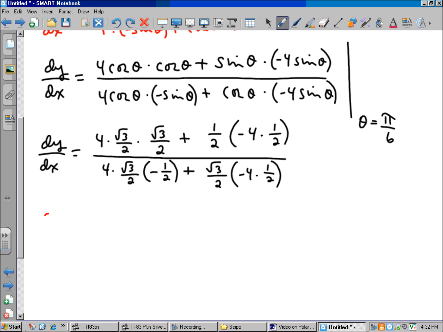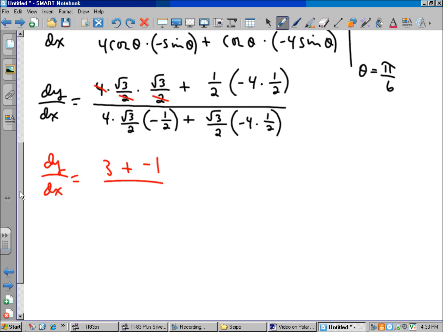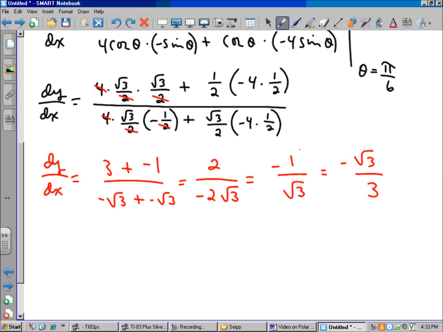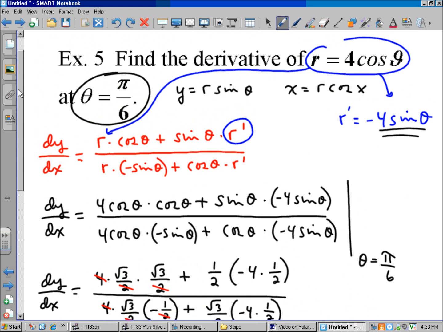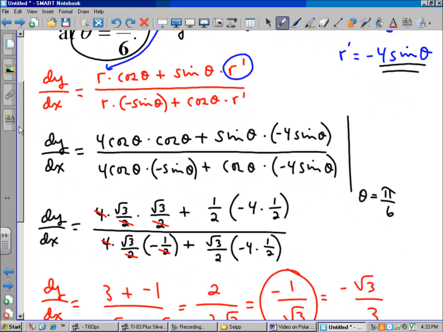All right, so let's see if we could simplify this. dy over dx equals, those will cancel. It looks like we get a 3 plus negative 2 times a 1/2, which is going to be a negative 1. I hope that's right. And here those will cancel, so I'm going to get a negative radical 3 plus another negative radical 3, right? So it looks like I have 2 over negative 2 radical 3, or negative 1 over radical 3, or negative radical 3 over 3 if you want to rationalize it, but I'm going to stick with that. So that's the slope of r equals 4 cosine theta at theta equals pi over 6.